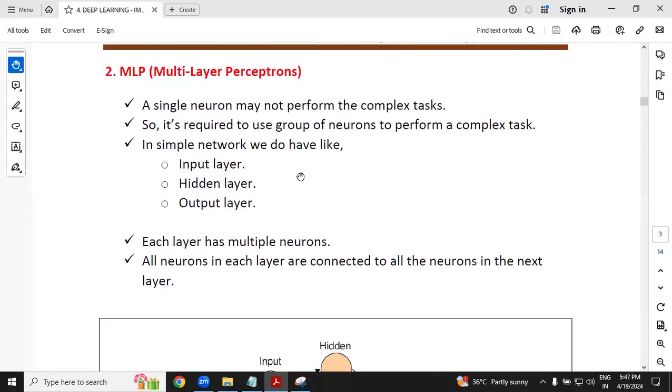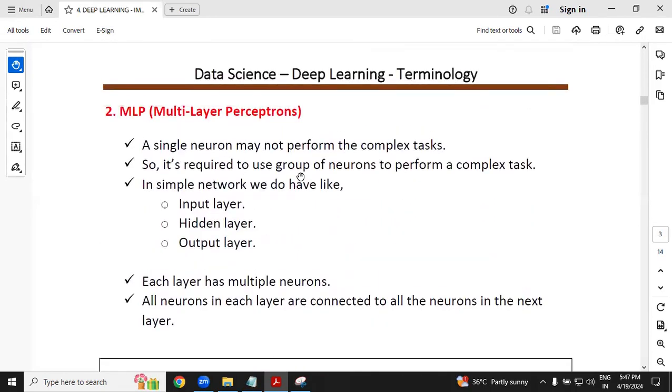Next layer. What exactly I'm doing: these are all theory, terminology, points, key terms. You have to memorize and remember them. What is the first word I have covered? Neuron. Second one is MLP. A single neuron may not perform a complex task, so it's required to use a group of neurons to perform a complex task. In a simple network, we have an input, hidden, and output layer.